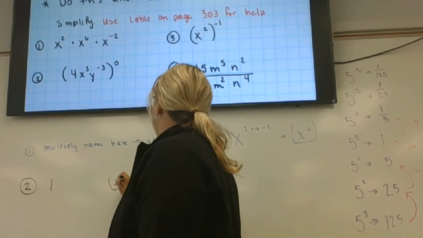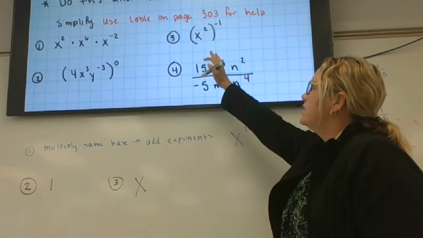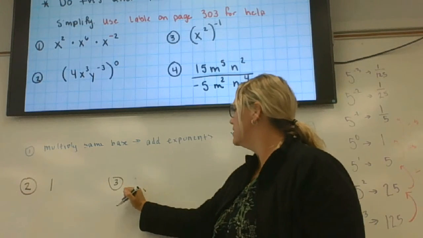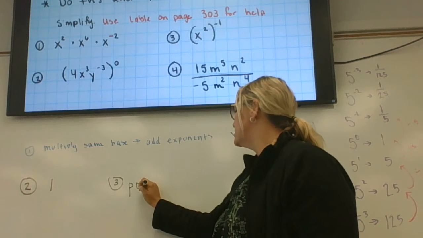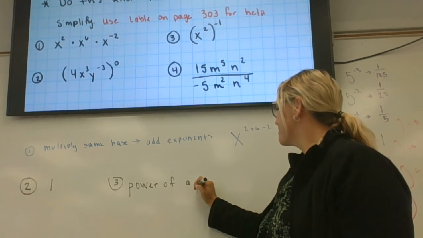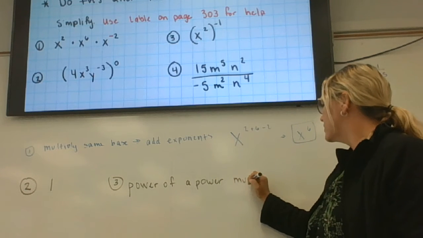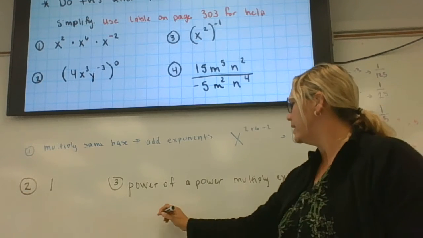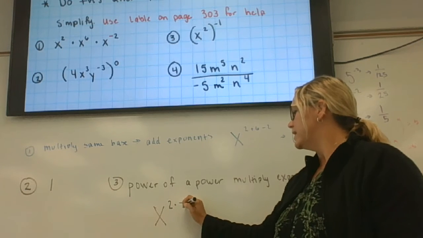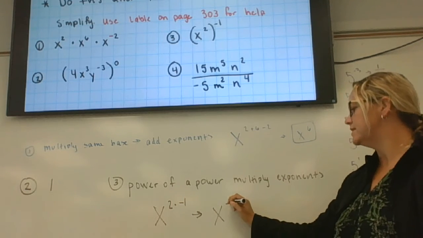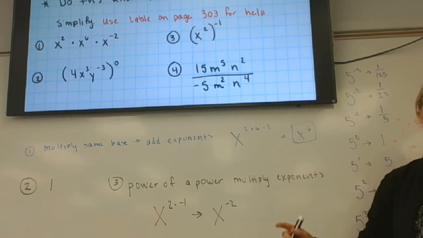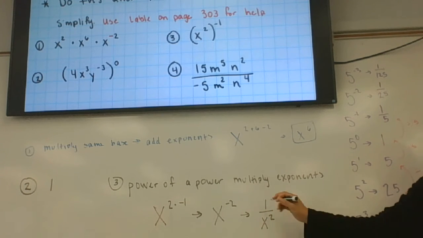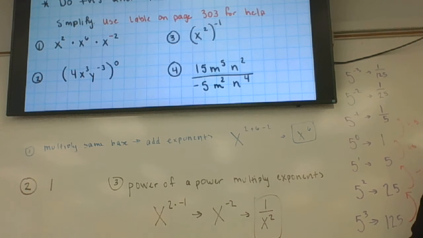Number 3. So here I don't see the same base. I don't see x repeated again. So this is the power of a power. You multiply those exponents. So if I wanted to show my work, I would do x to the 2 times negative 1, which is x to the negative 2. You never leave negative exponents. You write that reciprocal. So this is 1 over x squared. This is your final answer for full credit.